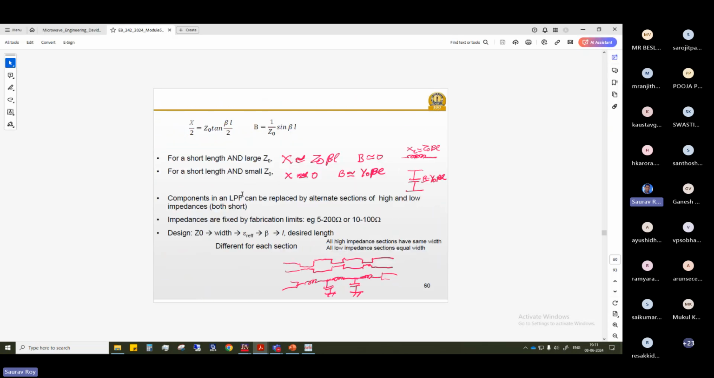This stepped impedance theory says a short length and large Z0 characteristic impedance gives you an inductor, and a short length with a small characteristic impedance works equivalent to a capacitor. So that means high and low. It's called a high-low line also. High impedance is an inductor and low impedance is a capacitor. The only thing you have to calculate here is the length.